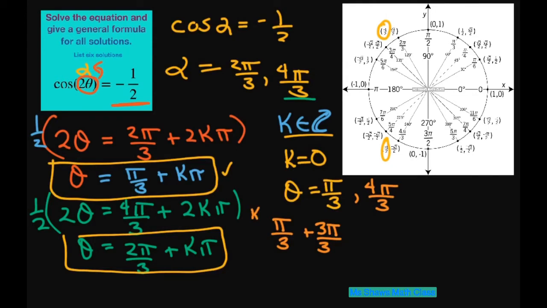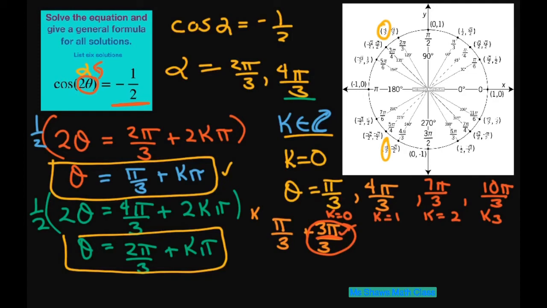And I'm going to write it here. This is k equals 0. This is k equals 1. And then all you have to do from here is just to keep adding 3 pi divided by 3. Because if k is 2, you just add another one. So 4 pi plus 3 pi is 7 pi divided by 3. If you want another angle, you add 3 pi, and that gives you 10 pi divided by 3.